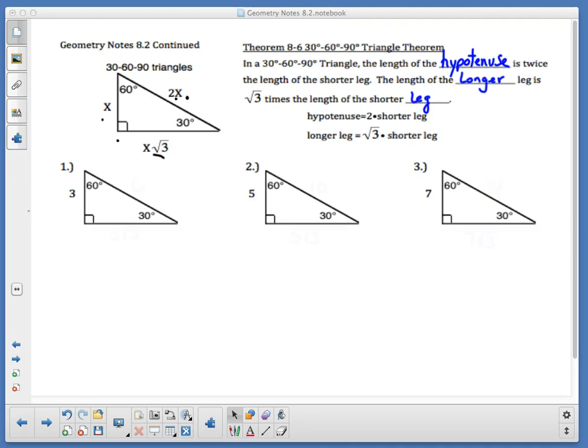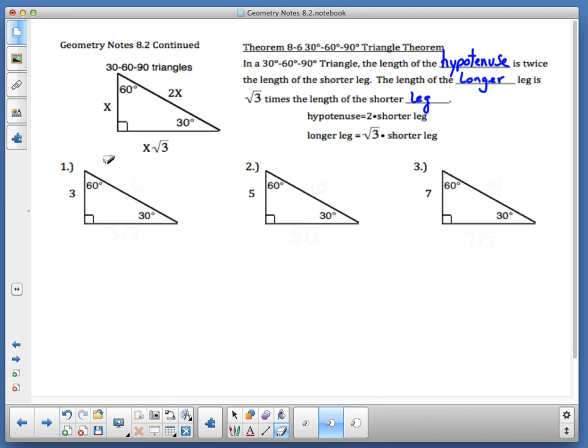Okay, so this is 8-2, day 2. We're doing 30-60-90 triangles. Now, it's very much like what we did yesterday. There's a pattern involved, but you've got to pay attention to it because this pattern is specific to the angles that are in the triangle itself. So I've got a 30-60-90, and then a 30-60-90 triangle.